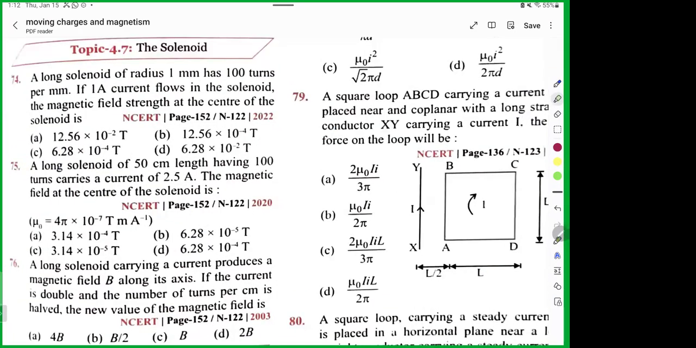Okay, then solve the 74th question. This radius, this number of turns per mm, this current, what will be the magnetic field strength?